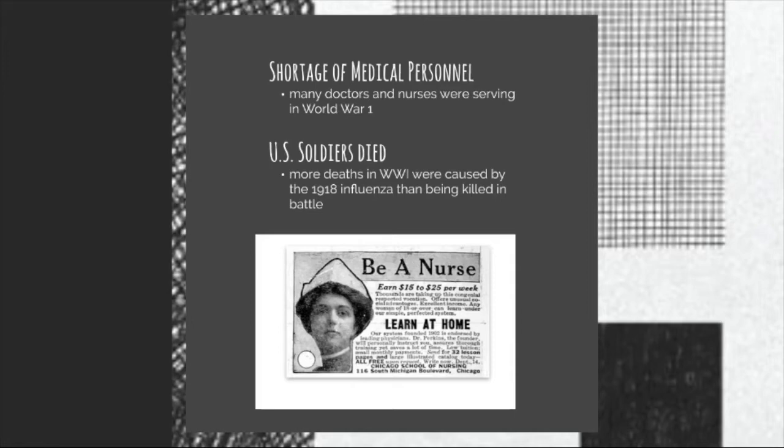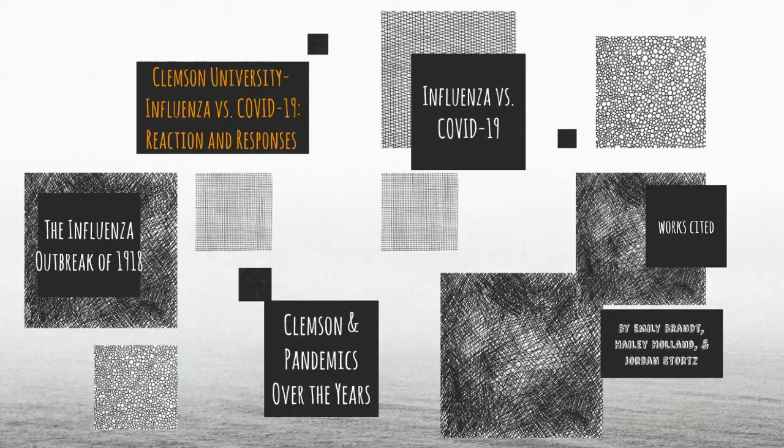Now, I'll turn it over to Jordan with Clemson and pandemics over the years. I will be discussing how Clemson's reaction to pandemics has changed over the years. Clemson has an influenza pandemic fact sheet published in 2007, which mentions 3 major flu pandemics since 1918. There have been other pandemics since then, for example, Ebola, but because corona and the flu have similar symptoms of virality, I'll be focusing on Clemson's response to the flu and corona outbreaks.